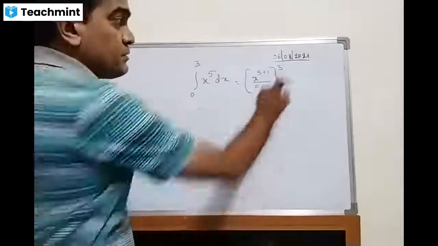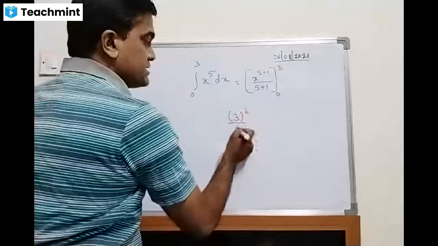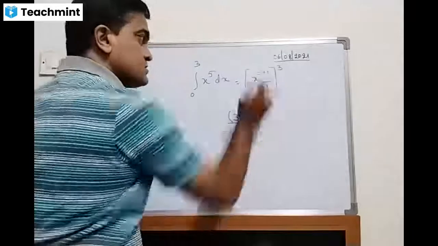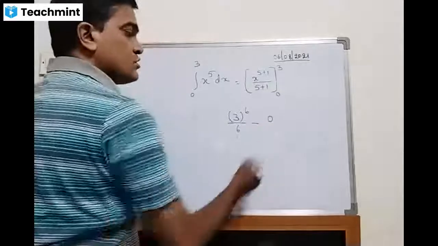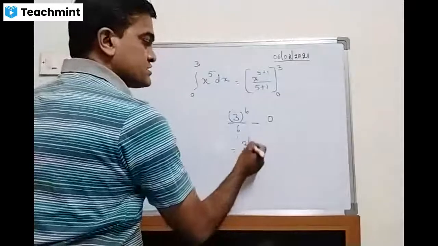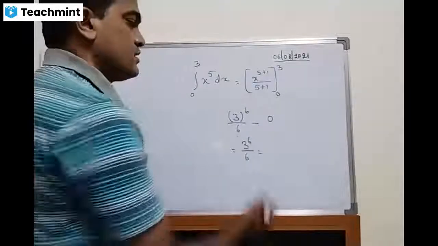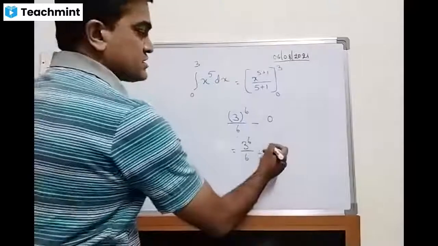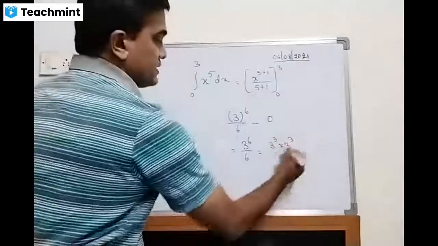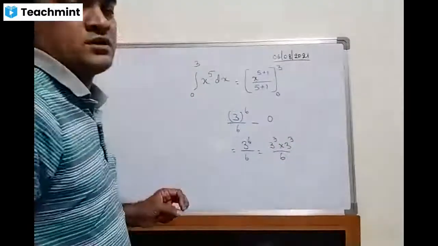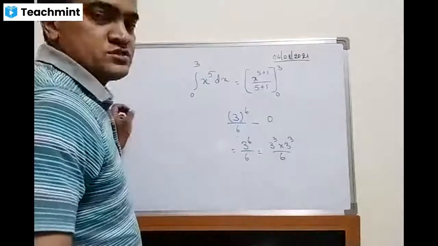Substitute the upper limit first. 3 to the power 6 by 6 minus 0 to the power 6 by 6, which is nothing but 0. 3 to the power 6 value is how much? 3 cube is 27. I can write it like this: 3 cube into 3 cube divided by 6. Can I cancel any 3s?